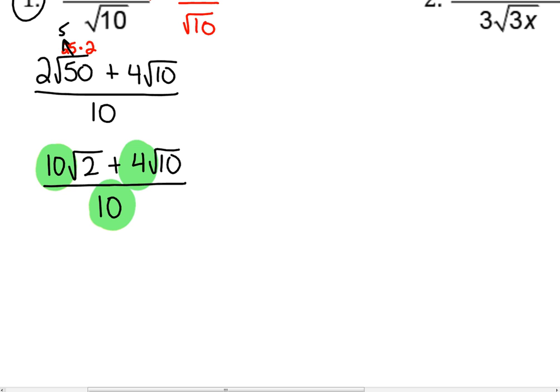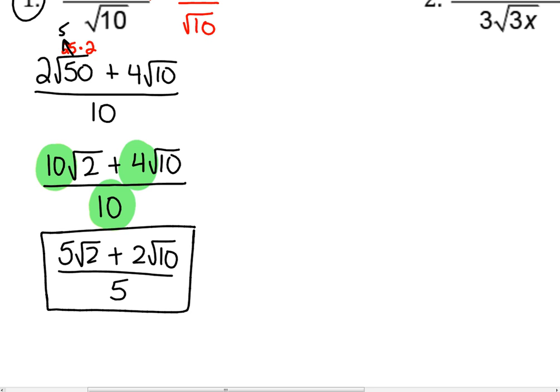It's like we're factoring out a GCF from the numerator and then simplifying. So what can you divide all 3 of those by? 2. So it becomes 5 root 2 plus 2 root 10 all over 5.